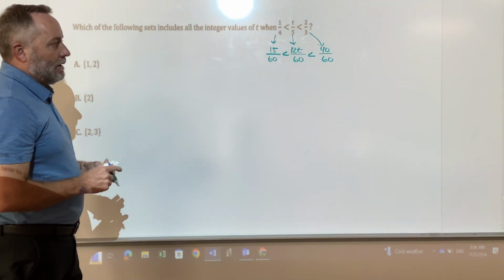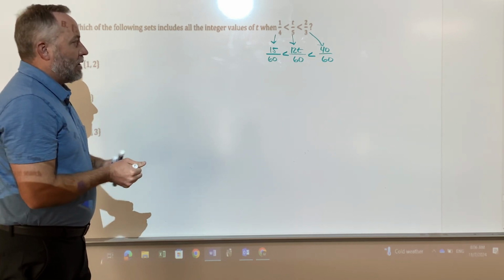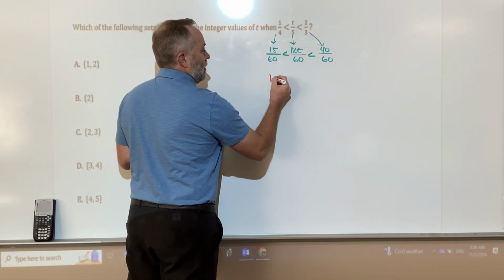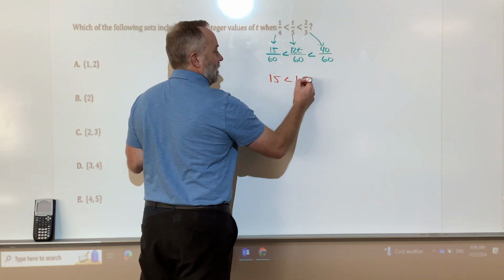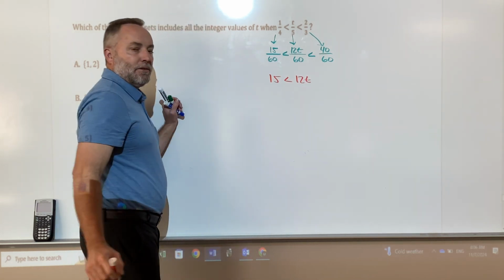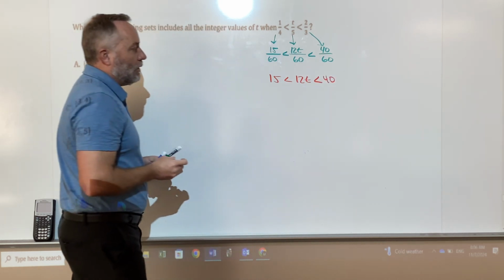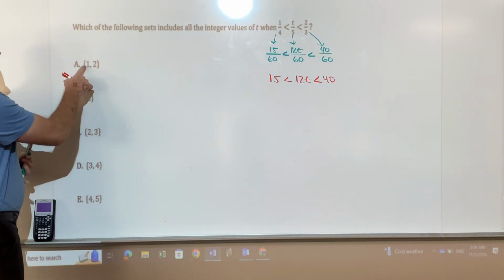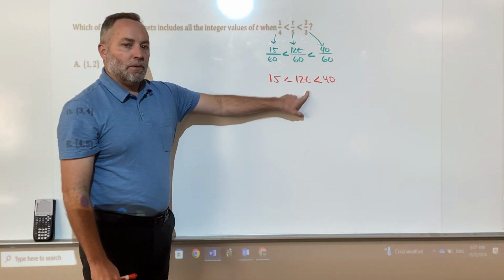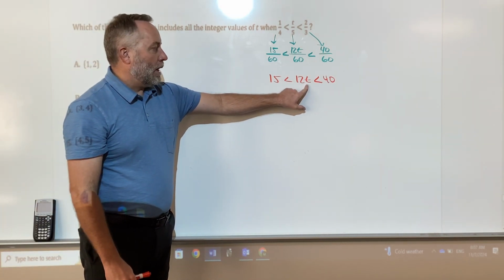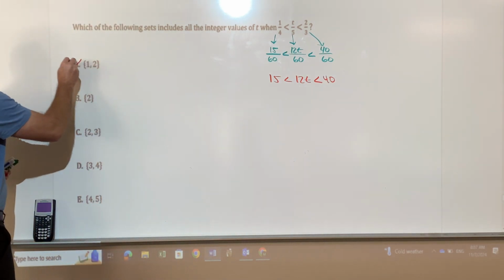And then I see that the denominators are all the same. So really, what we're trying to figure out is just the numerator. So when is 15 less than 12 times some value t? And that has to be less than 40. Okay, so now if I look at my answers, if I plug in 1 for t, that would be 12 times 1, which is 12. And 12 would not be greater than 15. So I know that doesn't work.